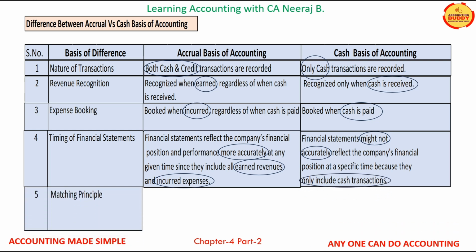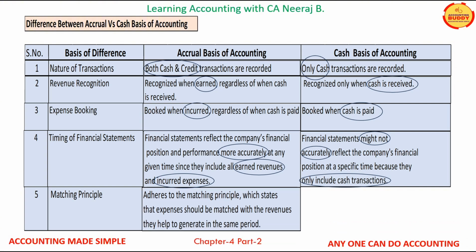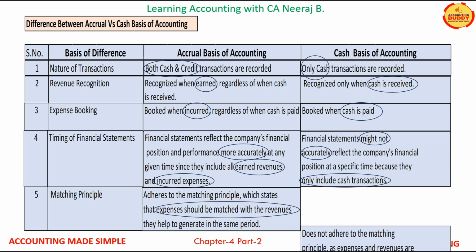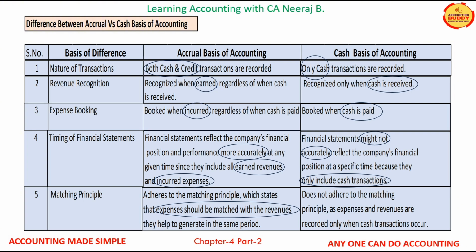Number 5, matching principle. Accrual basis of accounting adheres to matching principle, which states that expenses should be matched with the revenues they help to generate in the same period. While the cash basis of accounting does not adhere to matching principle, as expenses and revenues are recorded only when the cash transactions occur.